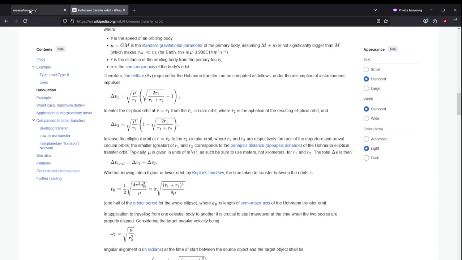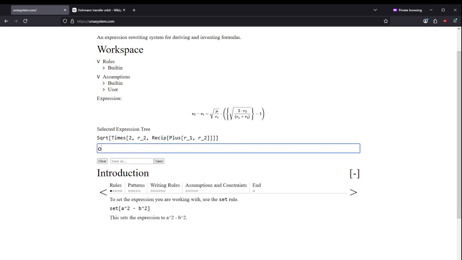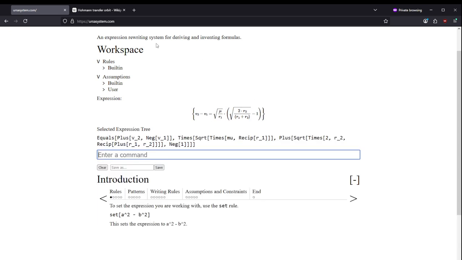Delta v2 I'm not going to derive, but that's similar. So anyway, there you go. There's the delta v for the Hohmann transfer orbit.